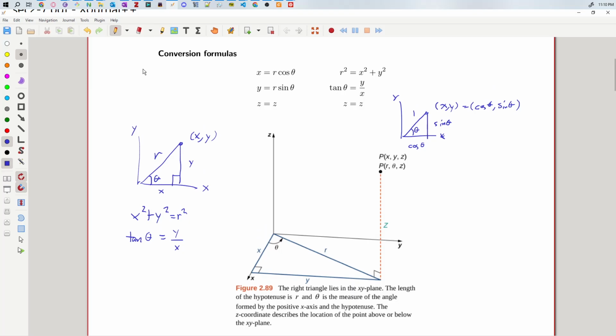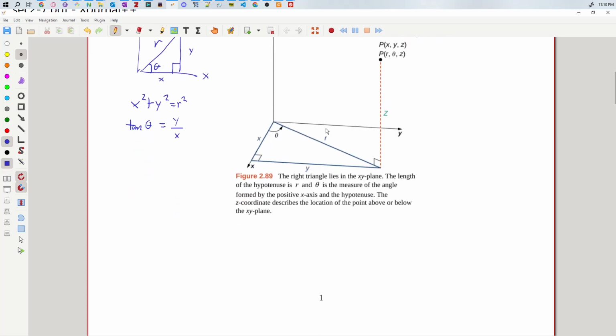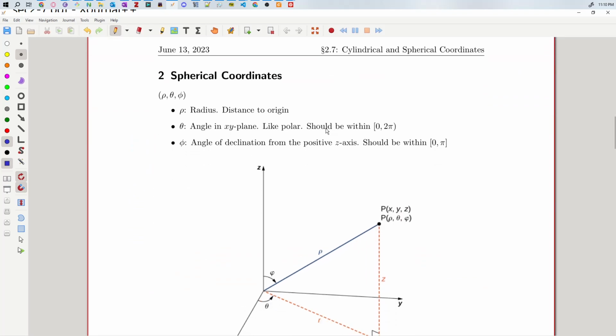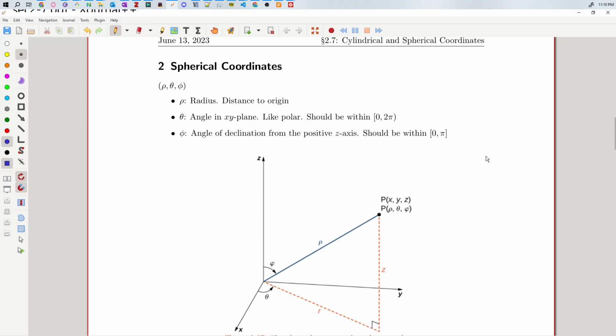You don't necessarily need to know the explanation. In the work, it's effectively just plugging things into these conversion formulas to allow you to convert from one coordinate system to another. I'm going to immediately lead into spherical coordinates. So this is yet another way of describing coordinates in 3 dimensions.